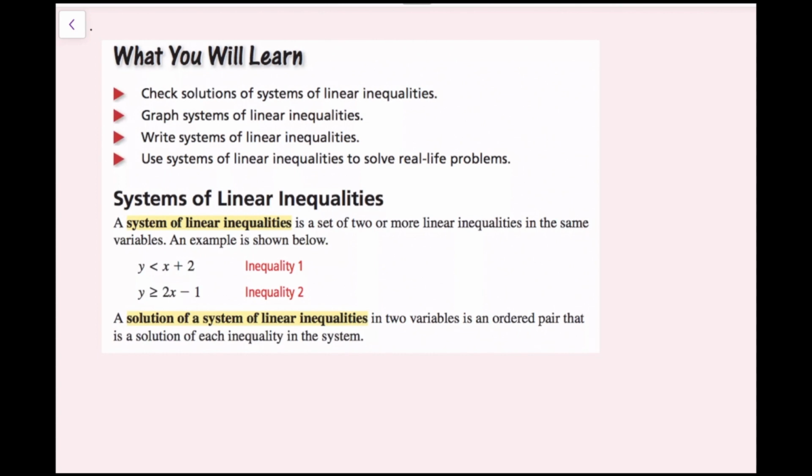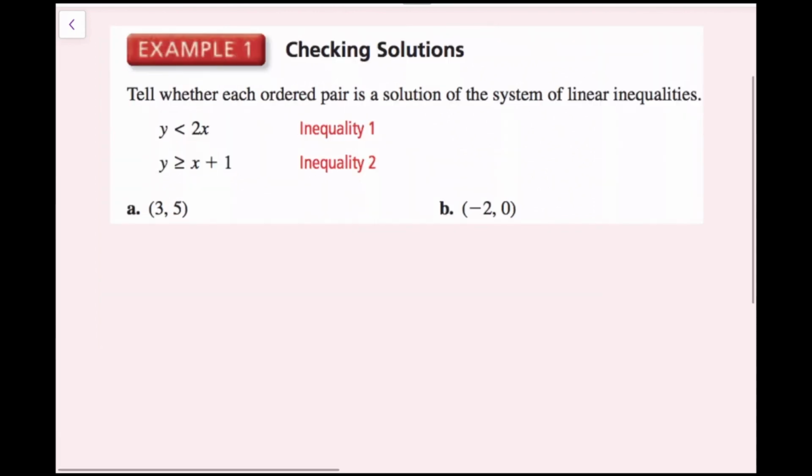A solution of a system of linear inequalities in two variables is an ordered pair that is a solution of each inequality in the system. So for the first example, we need to tell whether each ordered pair is a solution of the system of linear inequalities. My first ordered pair is 3, 5. I'm going to plug this into both of these inequalities, and if they're both true, then it is a solution. If one or more of them is not true, then it's not a solution.